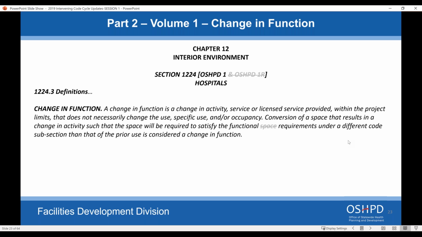So in theory, you can have a patient room that's still a patient room for a different type of occupant, peds to adult or something, and the space shouldn't matter. The size of it does not need to be changed, but the functional requirements still need to be met.